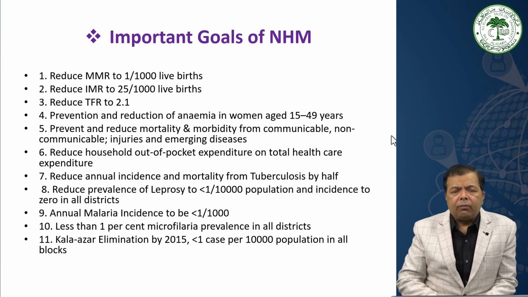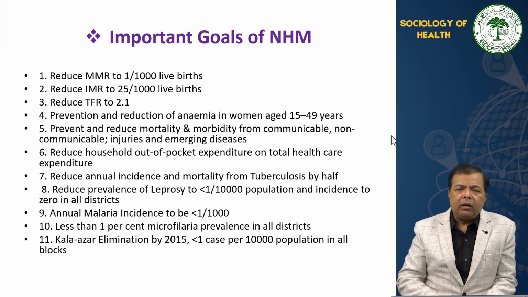Then we have very well defined goals under the National Health Mission. We can have a look at these goals: reduce maternal mortality ratio to 1 per 1000 live births, then infant mortality rate to 25 per 1000 live births, reduce total fertility rate to 2.1.